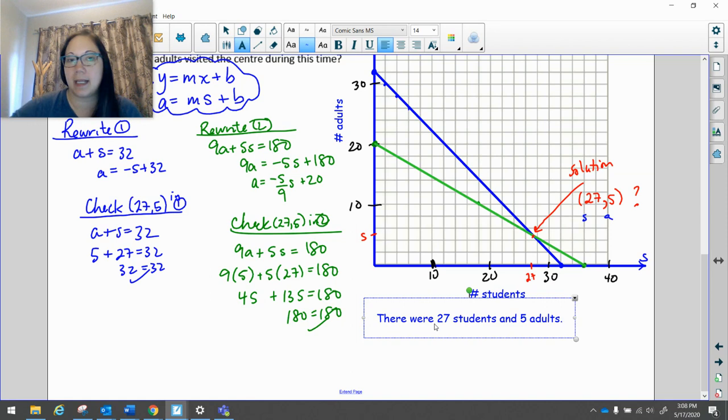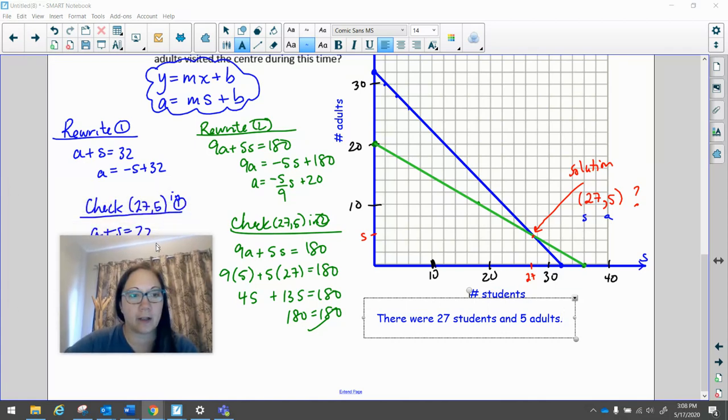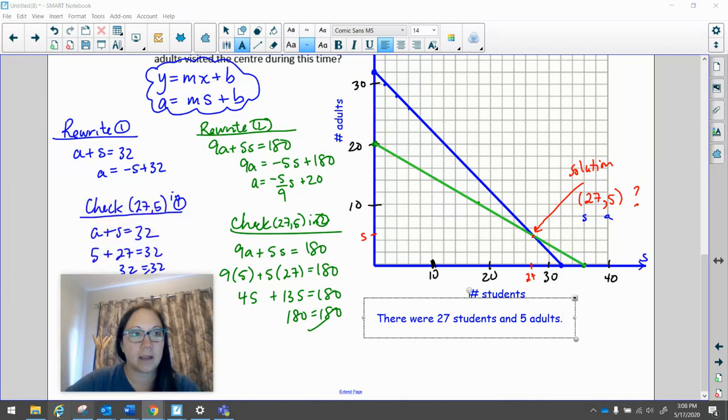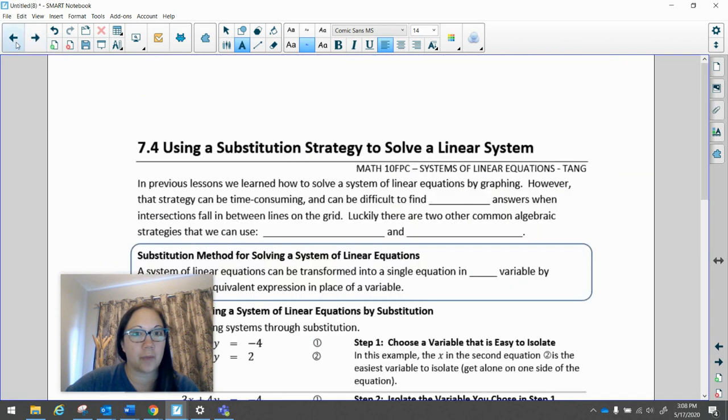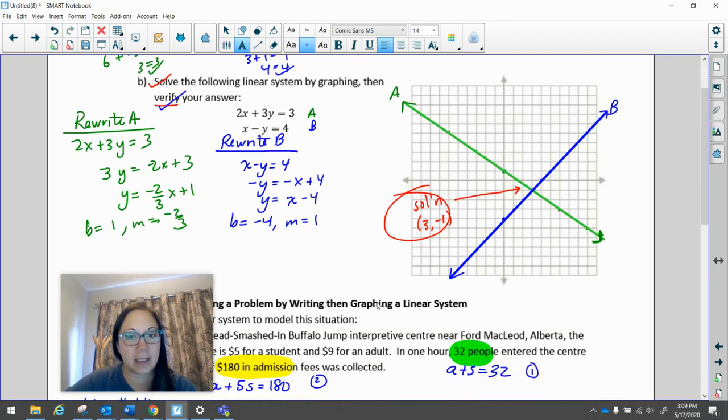All right, so that takes us to the end of section 7.2. So this was on solving our systems by graphing and oftentimes creating our own graphs to do that. In the future, we're going to look at 2 algebraic methods, substitution and elimination. So that's what's coming up in the rest of this unit.